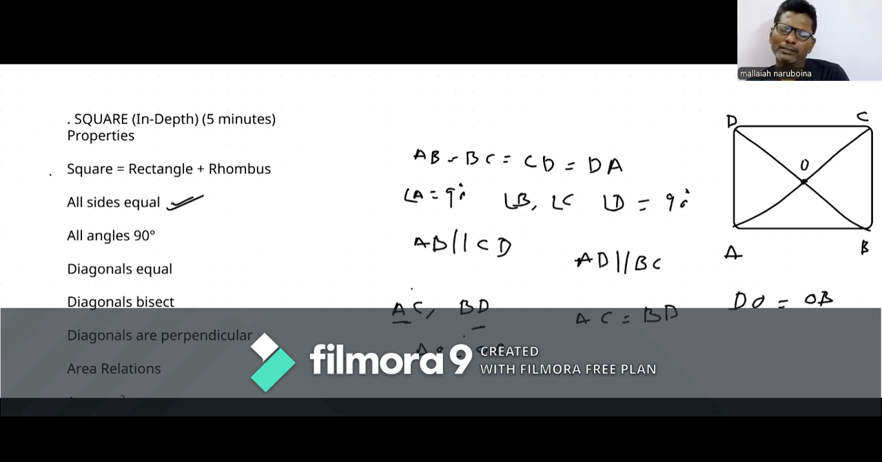These diagonals bisect each other at 90 degrees, or at right angles, meaning the angle at each position around O is 90 degrees. Angle DOC is 90 degrees at O. Similarly, AOD is 90 degrees, and AOB is also 90 degrees. So diagonals bisect each other at right angles.